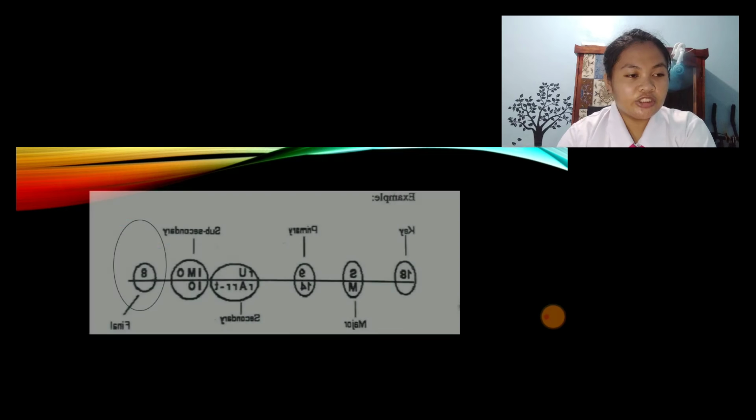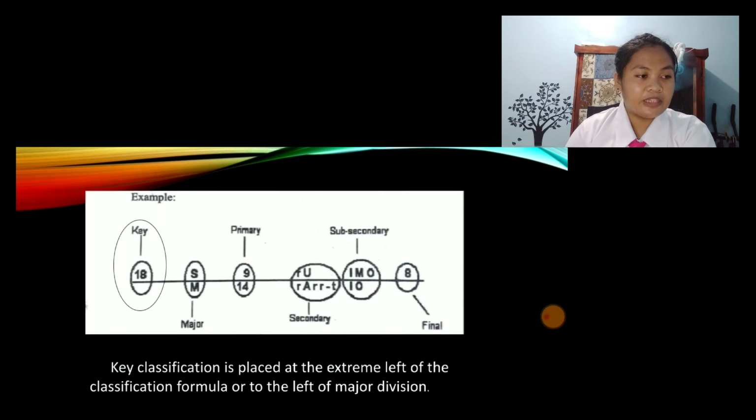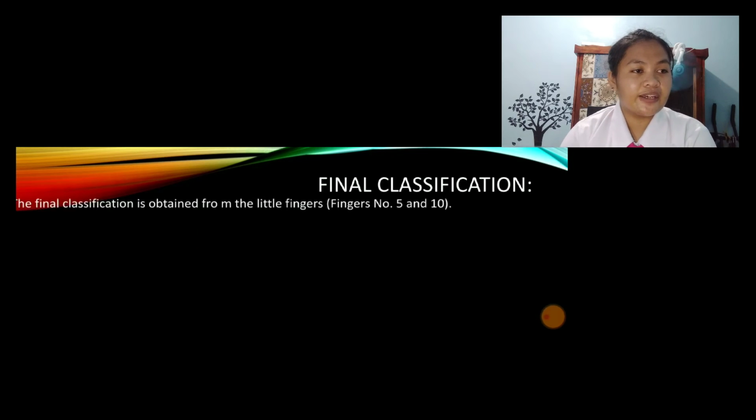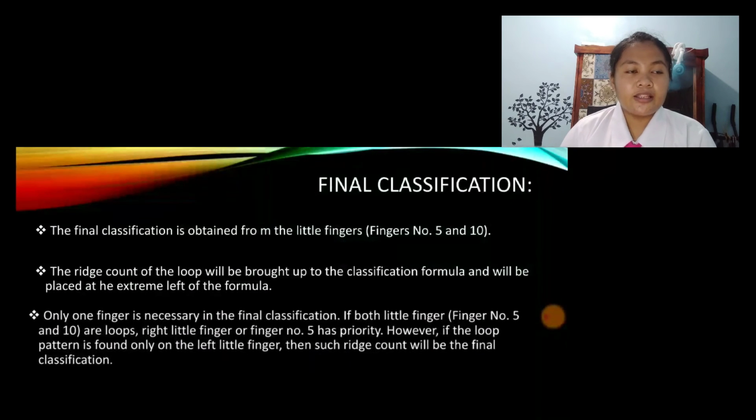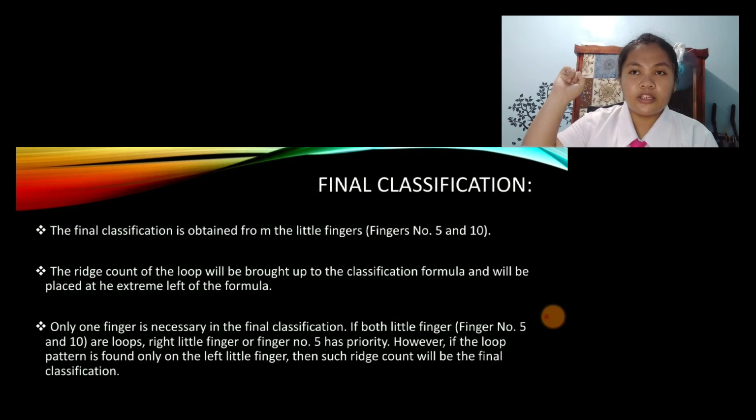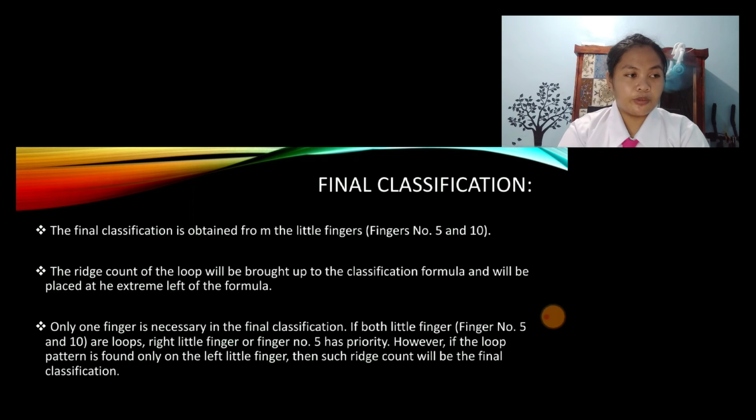So the key classification is placed at the extreme left of the classification formula, or to the left of the major division. Lastly is the final classification. The final classification is obtained from the little fingers 5 and 10. So in the final classification, the only fingers concerned are finger number 5 and finger number 10. The ridge count of the loop will be brought up to the classification formula and will be placed at the extreme left of the formula.